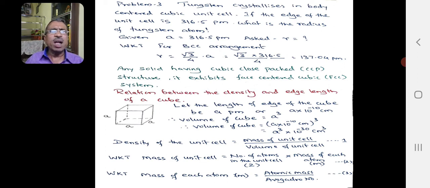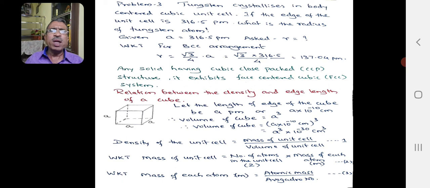In this case, the edge length is given, that is 316.5 picometer, and what is asked is the radius of the atom. We know that for BCC arrangement, the radius of the atom is equal to root 3 upon 4 into a. Since a is 316.5, it is root 3 upon 4 into 316.5, that's equal to 137.04 picometer.